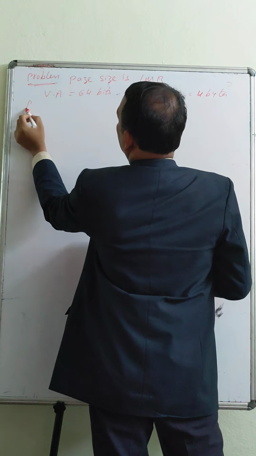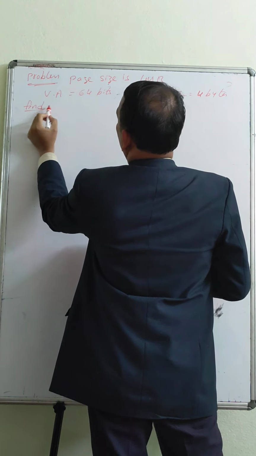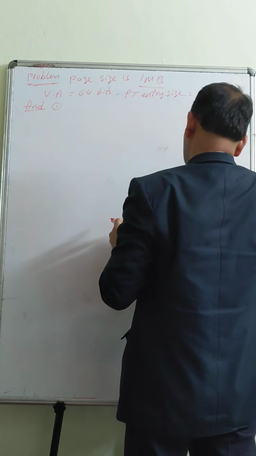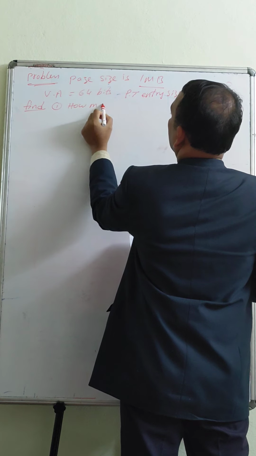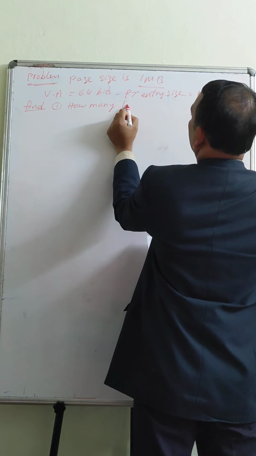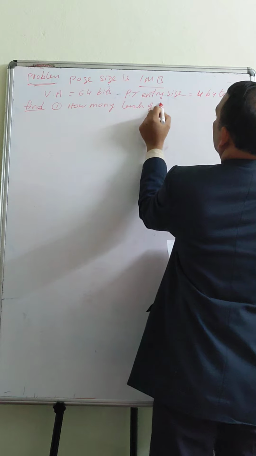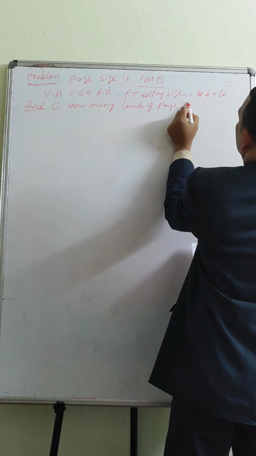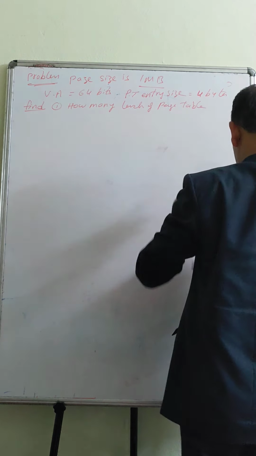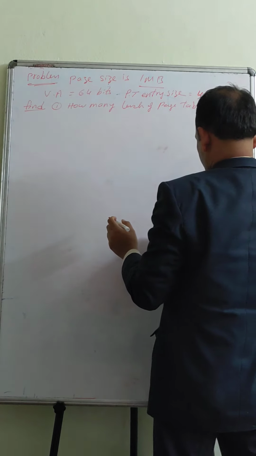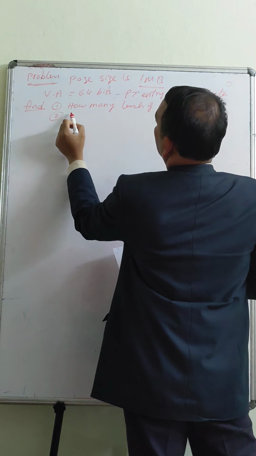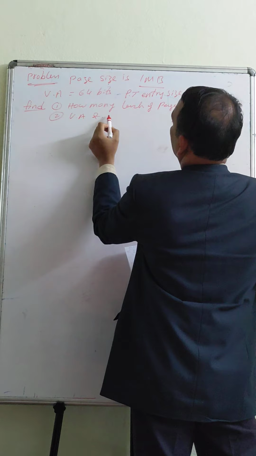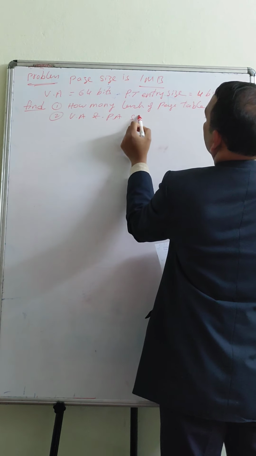Find: number 1, how many levels of page table? Find out physical and logical address space, VA and physical address space.